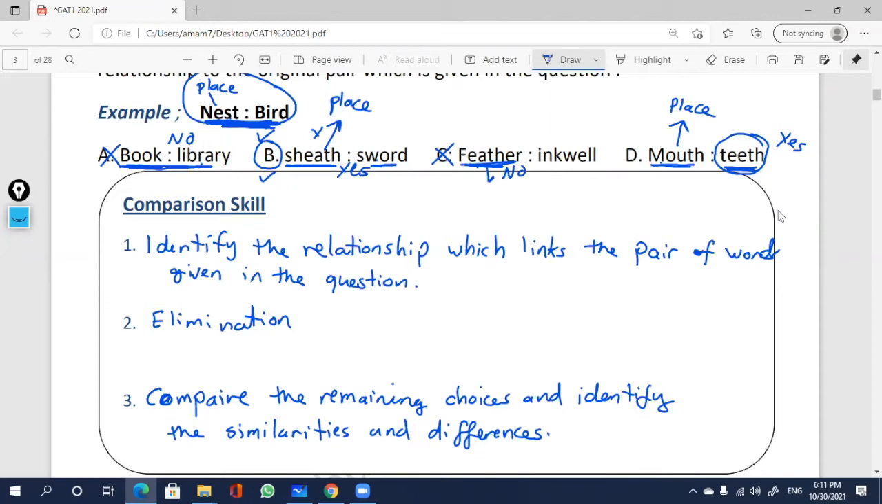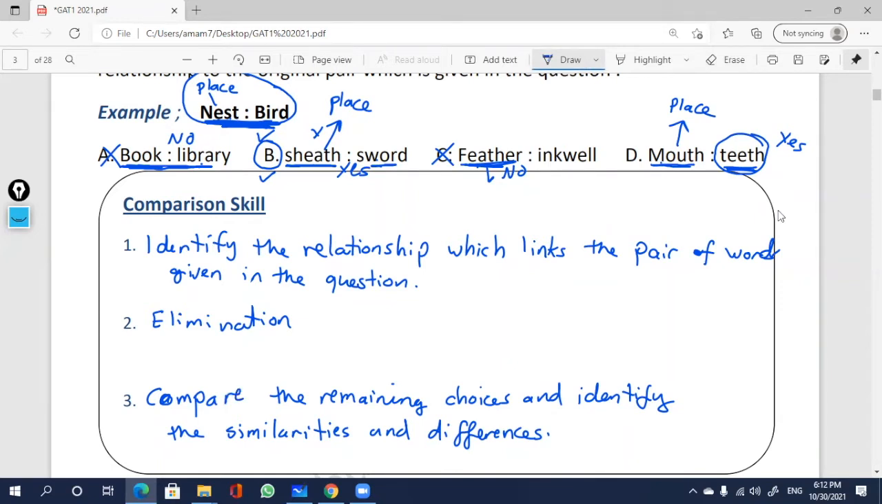So first of all, identify the relationship. Then you have to eliminate according to the relationship which is mentioned in the questions or which links the pair of words in the questions. Then if you have more than one correct answer, you have to compare the remaining choices and choose the best answer. Okay, compare here, it's like this.